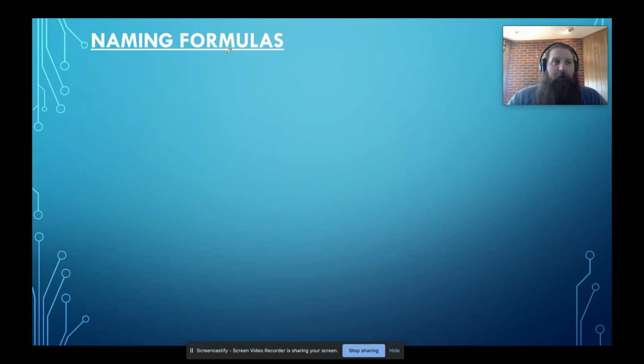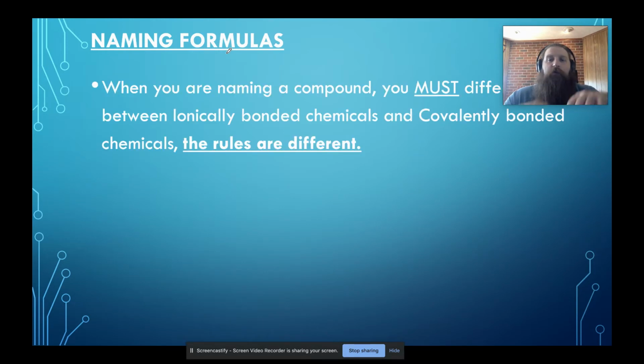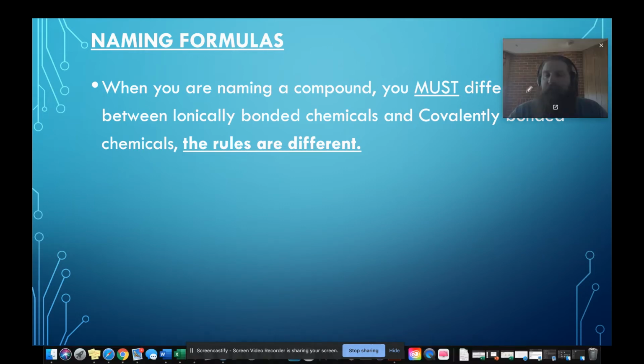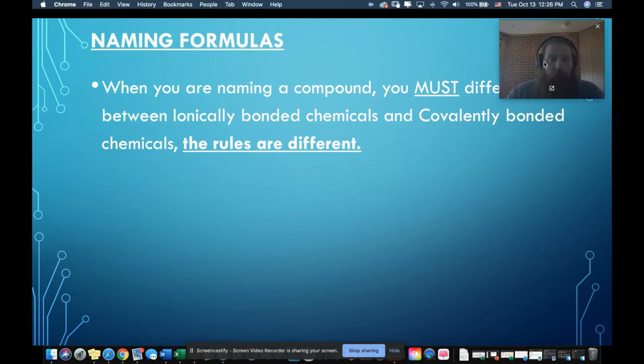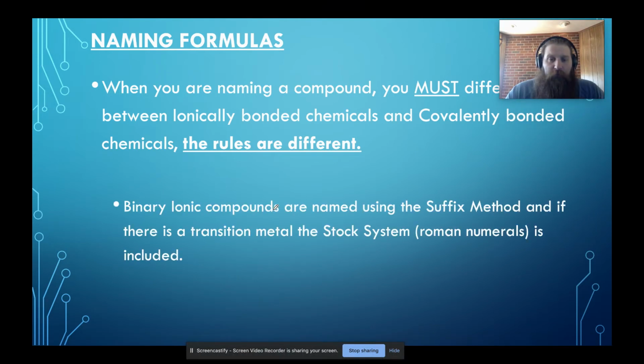All right. Now, let's flip it. Let's go from a formula to a name. So when you name a compound, you've got to differentiate between an ionically bonded chemical and a covalently bonded chemical. The rules are going to be different. So far, all we've seen are ionic compounds. Binary ionic compounds. Binary means 2. So this is an ionic compound that has 2 elements.